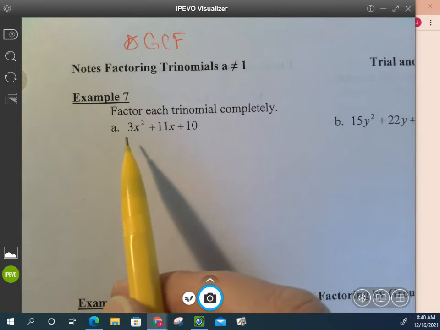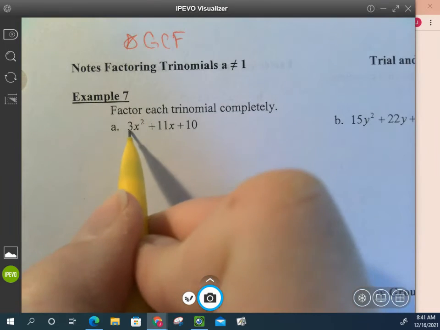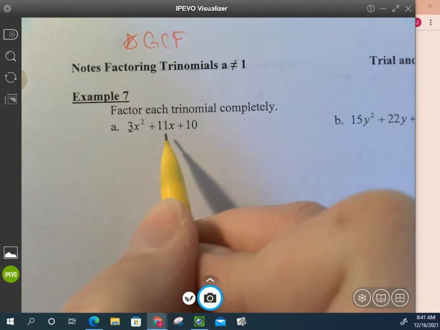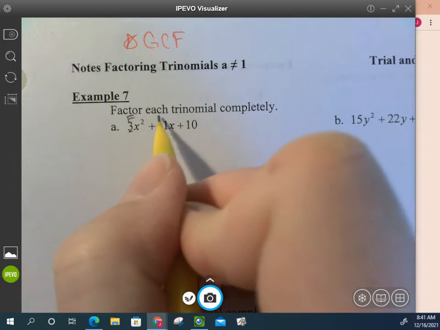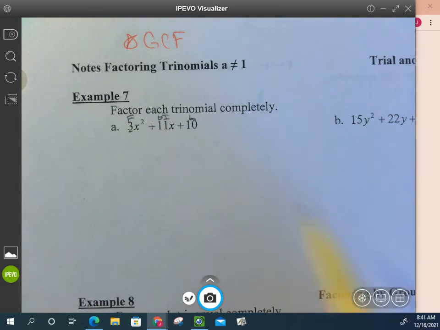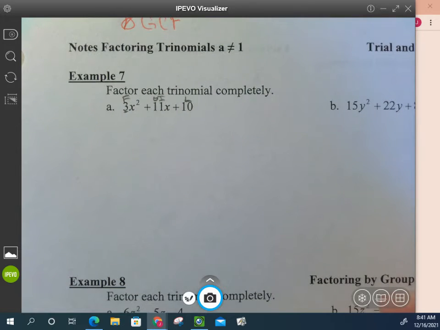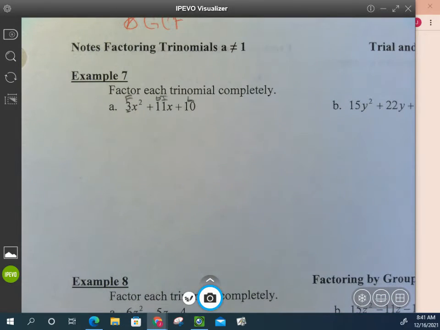I do have a trinomial in standard form. So A is 3, and that's what's going to make this harder. B is 11, and C is 10. So this is still my first, outer, inner, and last. Now, there's lots of ways to do this factoring. We're starting with trial and error.